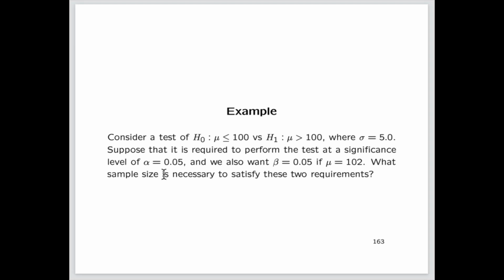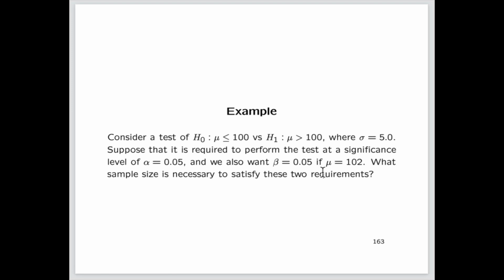Now, we are in the planning stages of this experiment, and what we're wanting to do is hold not only the probability of a type 1 error, which is alpha, to a fairly small value, 5%, but we also want beta, the probability of a type 2 error, to be 5% as well.